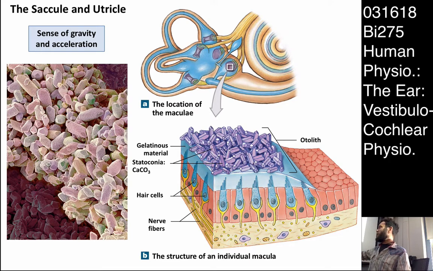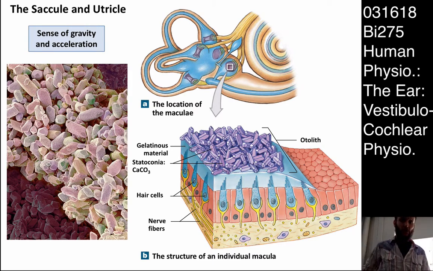In the macula, there's a bunch of hair cells that are again embedded in this gelatinous material. On top of that gelatinous material is this otolith, ear stone, which is made up of these statoconia. Statoconia are little crystals of calcium carbonate.